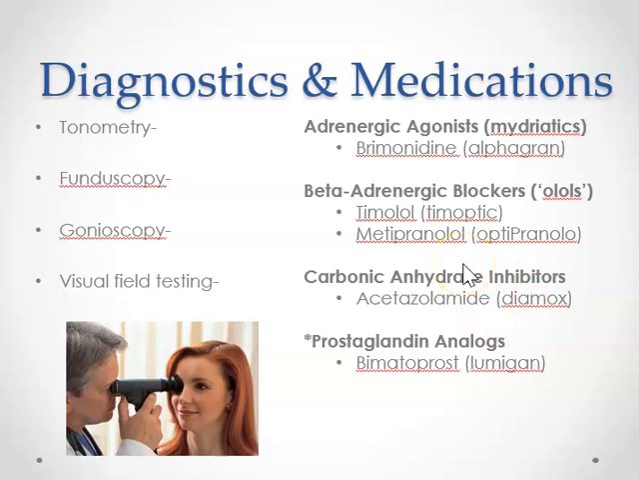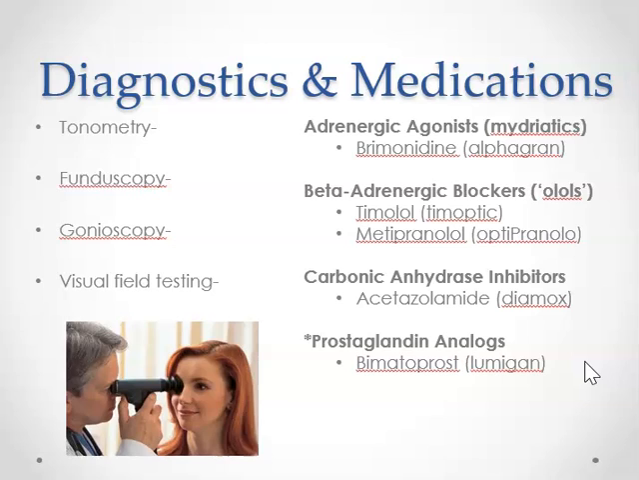For beta blockers, these do not dilate the pupils. They cause bronchospasm, bradycardia, heart failure. Therefore, they're not good for patients with chronic lung disease, such as asthma. When we're looking at the CAIs, these are going to be used in combination with other medications. They can have a diuretic effect, so instruct the patient to use them in the morning.